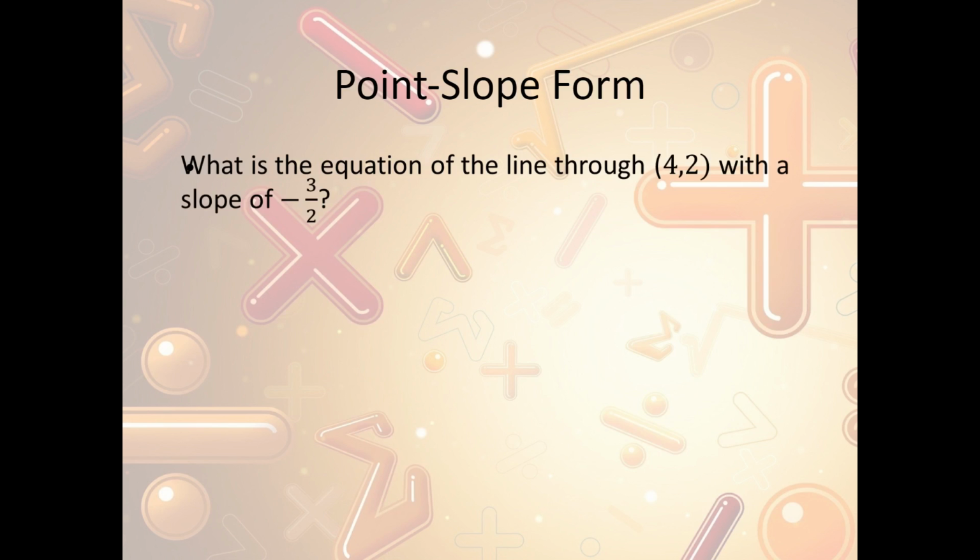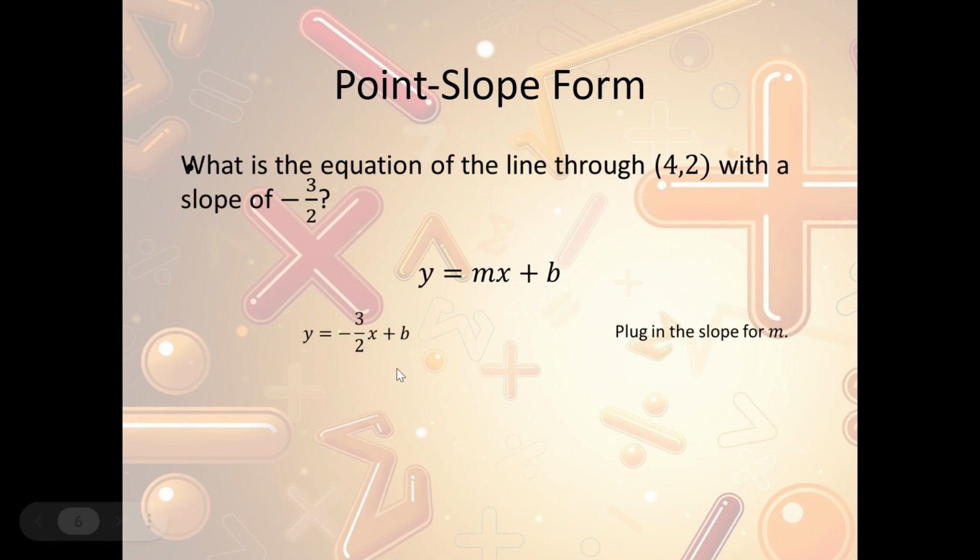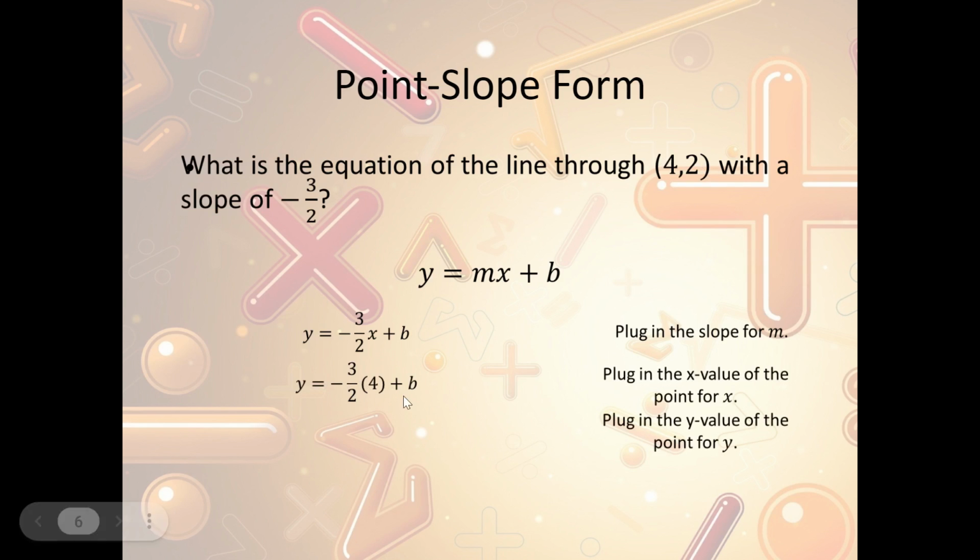Let's look at one more example. We're given a point (4, 2), and the slope of -3/2. So we're going to use the form y equals mx plus b, and we're going to plug in the slope for m, which is -3/2. So that goes there. And we're going to plug 4 in for x there. So we got y equals -3/2 times 4 plus b. Then we're going to plug 2 in for y, which is here. So it becomes 2 equals -3/2 times 4 plus b.